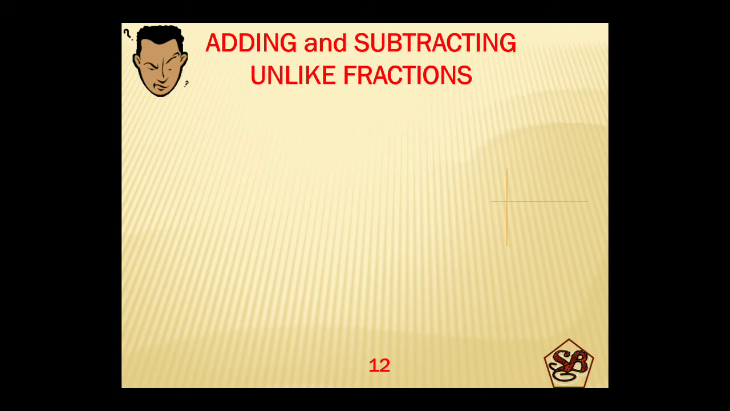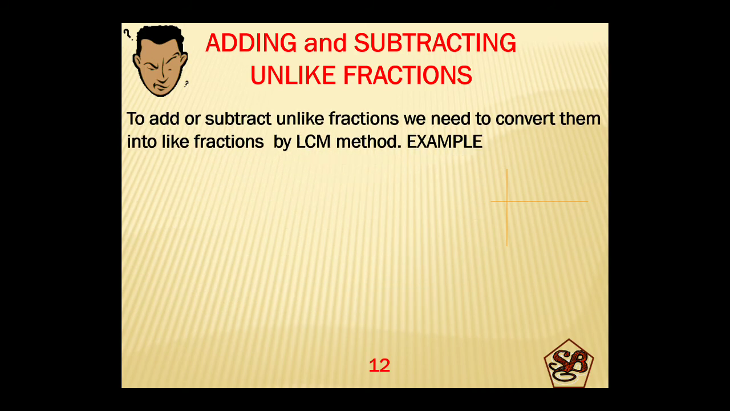Adding and subtracting of unlike fractions. Now unlike fractions are those fractions which have different denominators. So in that case, to add or subtract unlike fractions, we need to convert them into like fractions. And for this, we use the LCM method. Let's understand with the help of an example.